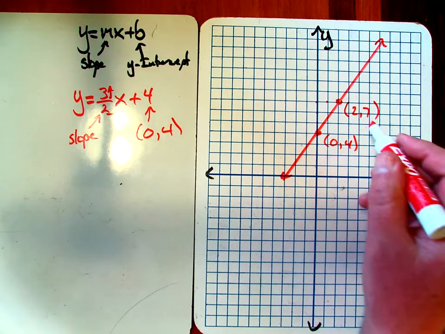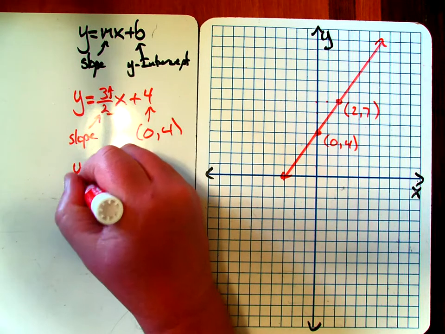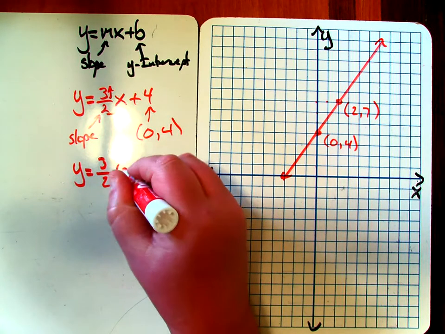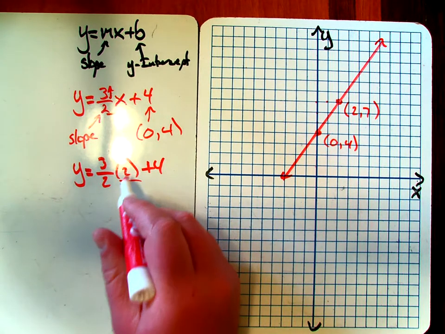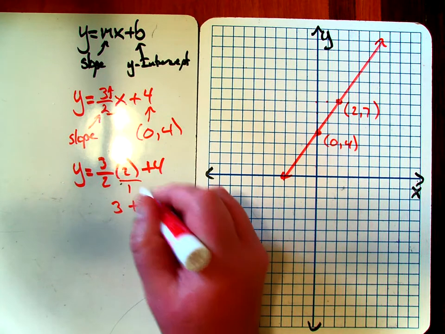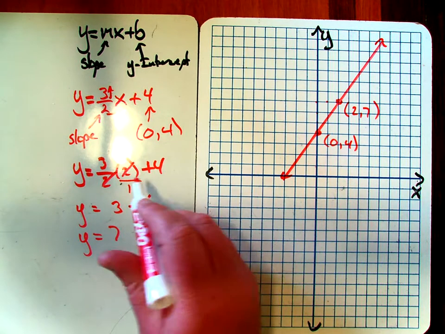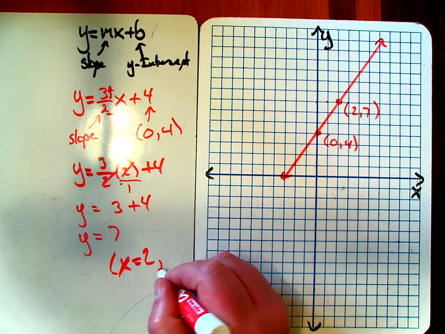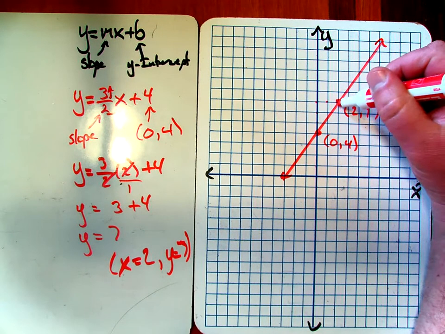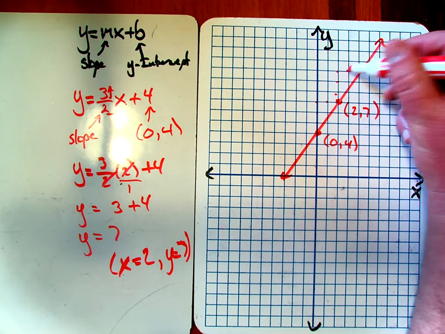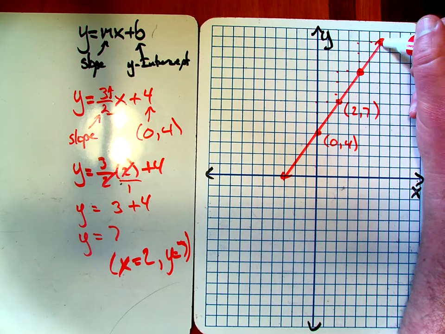Let me test it really quick. I said when x is 2, y is 7. So I'm going to put in a 2 for x. Y equals 3 over 2 times 2 plus 4. Well, 3 over 2 times 2 is 3, plus 4, because these 2's cancel. So y equals 3 plus 4, y equals 7. So that works. When x is 2, y is 7. And again, if I go from this point up 3, forward 2, I should come across another point on the line. Or back 2, down 3.